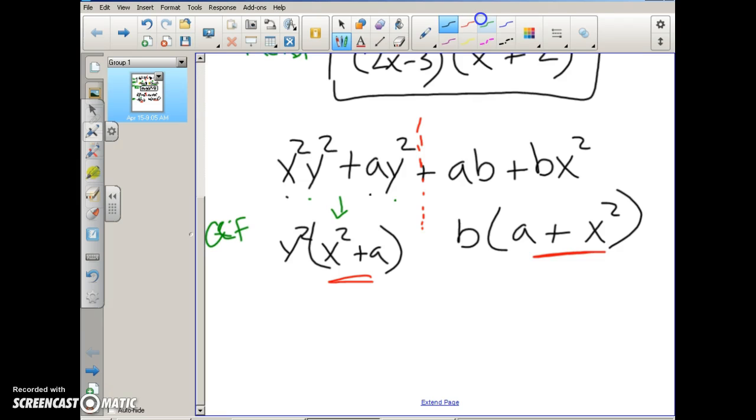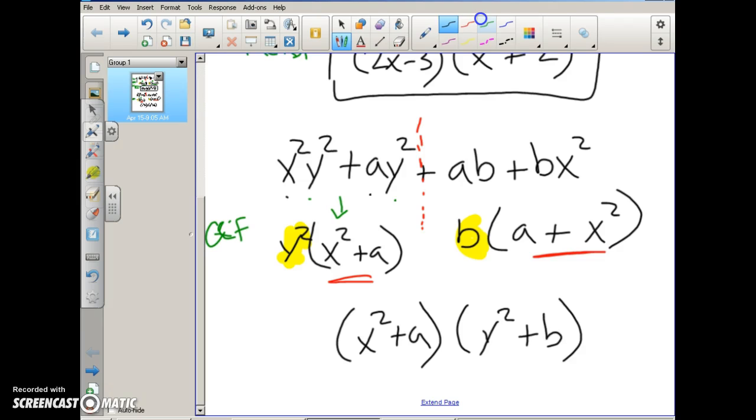So all you have to do again is bring it down. You can put it in whatever order you would like, x squared plus a or a plus x squared. I'm going to use x squared plus a on one side. Okay. And then again, looking at your final step here, you have what's left, y squared and b. So that can be your second set of parentheses. Y squared. Again, the b is positive, so it's plus b. And you're finished.